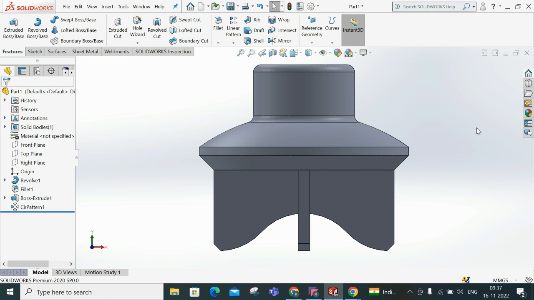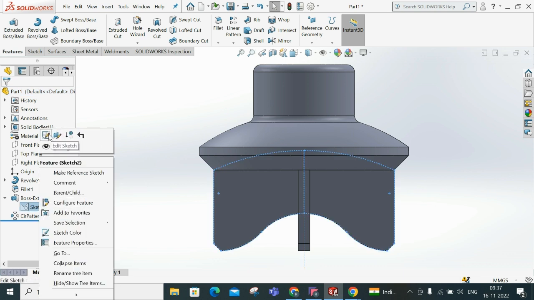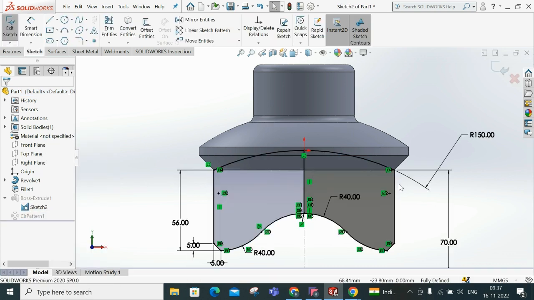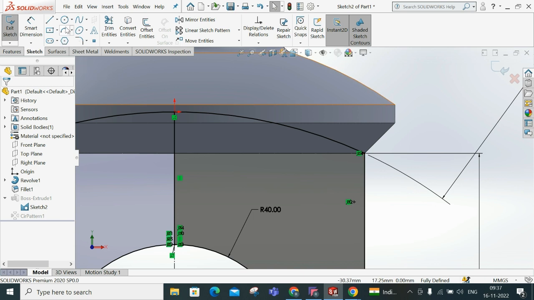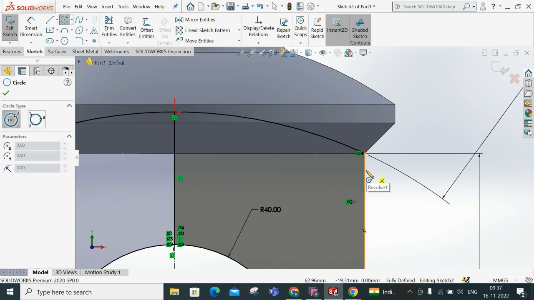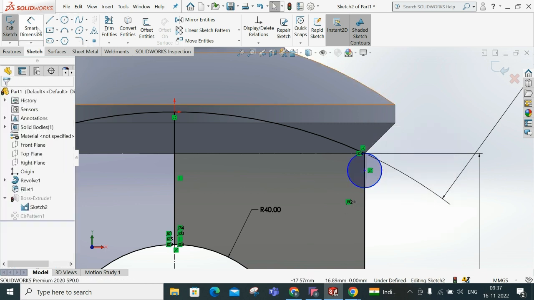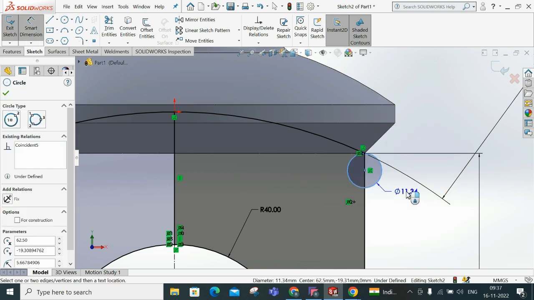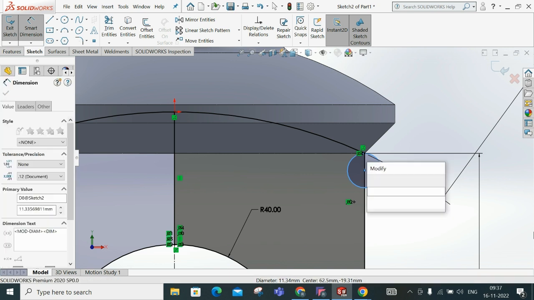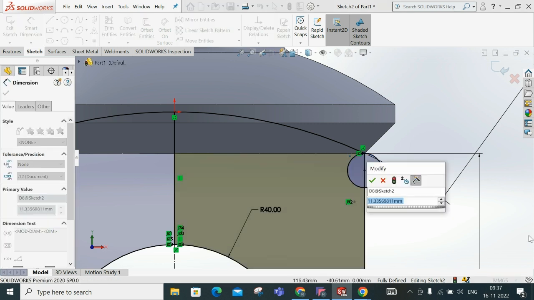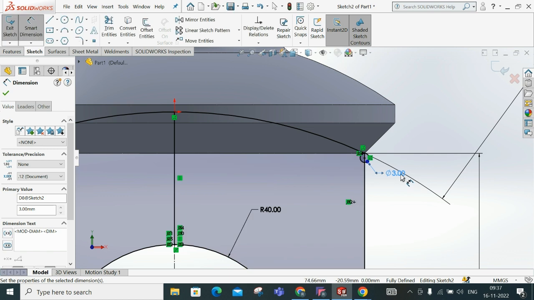And this is the view which we are seeing. Actually, not this. Here also there is a small cut. Okay, I forgot to do that. Just edit the sketch and give a small cut here. Draw a circle of radius 6. Sorry, radius 3. Yes, not radius, dia 6.